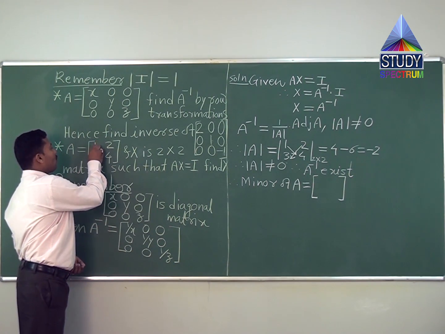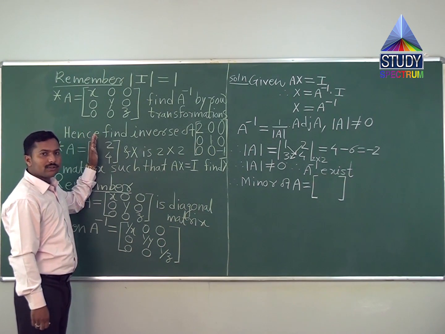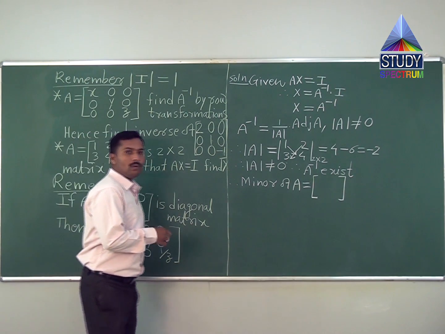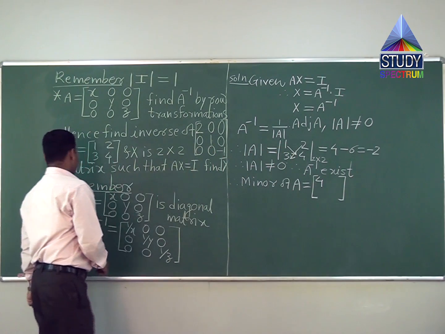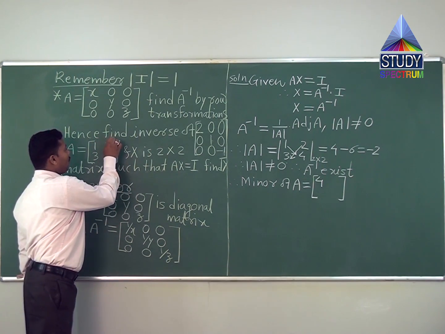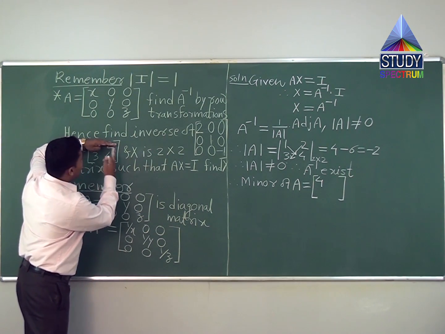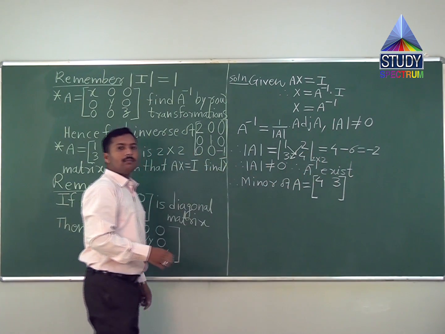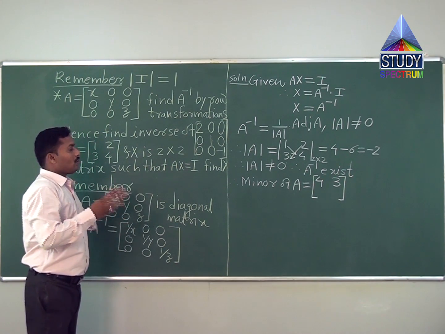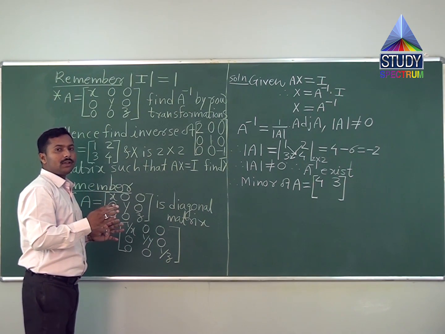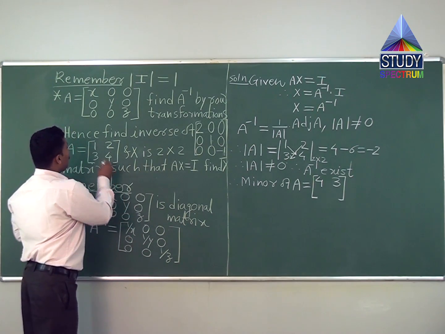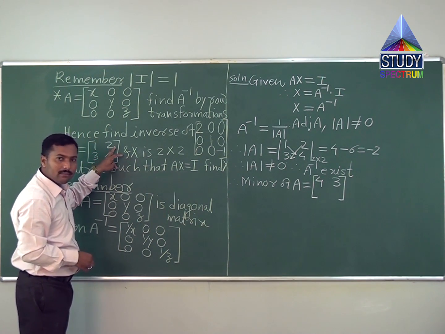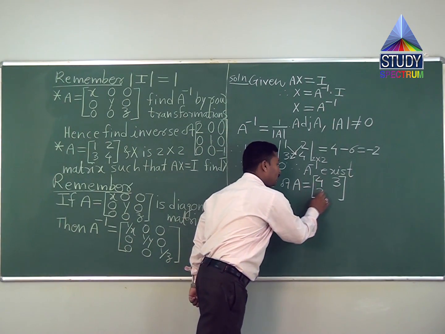What is the minor of this number 1? Delete the row and column passing through that number and take the determinant of the remaining number. What remains? 4. Determinant of 4 is again 4. Now the minor of this 2: delete row and column, what remains? 3. Determinant of 3 is that number itself, because the expansion of a first order determinant is that number itself. What is the minor of 3? Delete row and column passing through this number 3. What remains? 2. Determinant of 2 is 2.